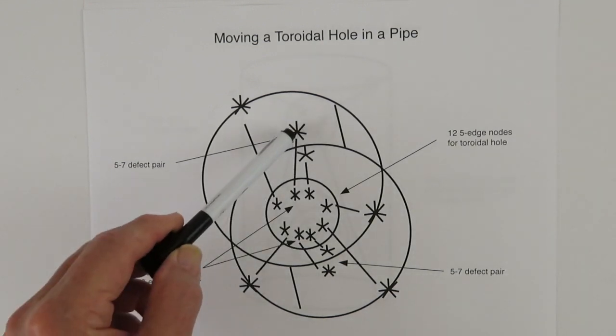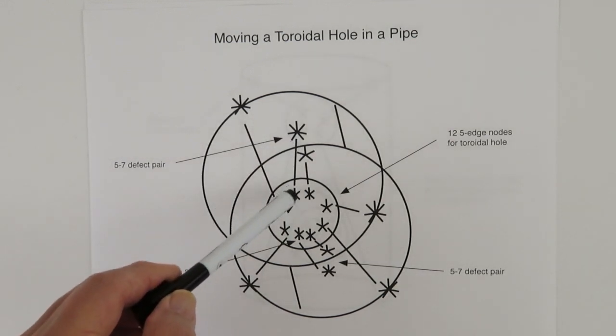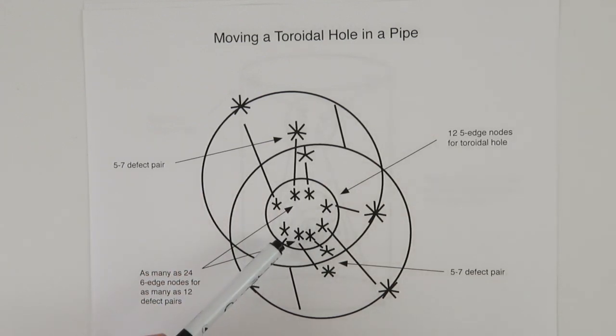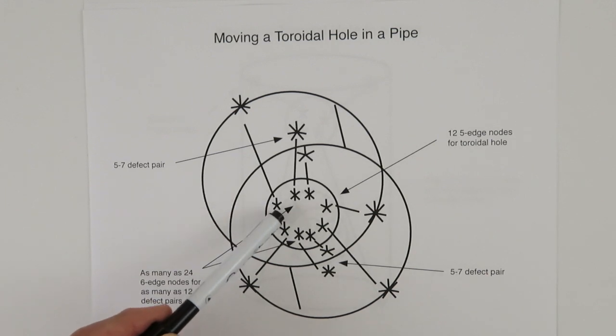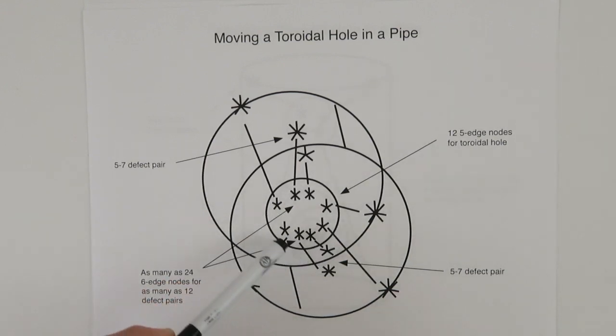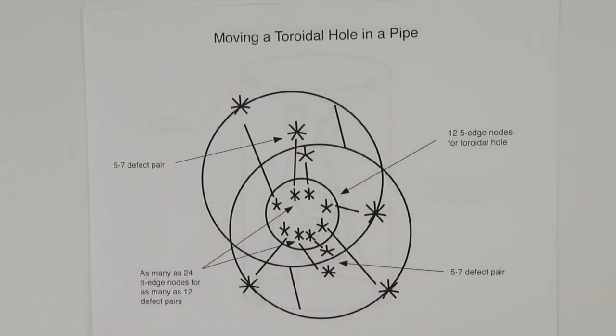But each of these defects are 5-edge and 7-edge nodes, and they would have EDS edges as part of the EDS structure here. So the question is, how do you do that? You can't have more than 12 5-edge nodes, but as we've seen, as we've built these small structures with 6-edge nodes in them, you can have any number of 6-edge nodes. And so we'd have an EDS structure here that had not just 12 5-edge nodes, but would have some number of 6-edge nodes.